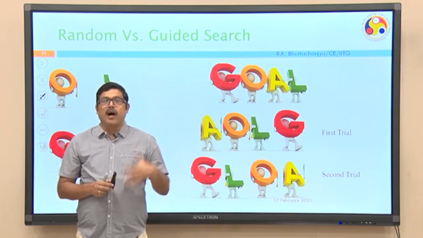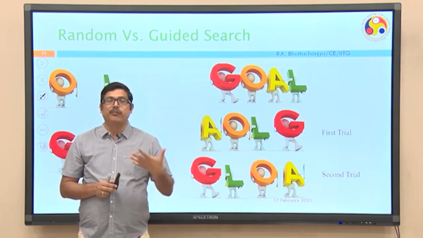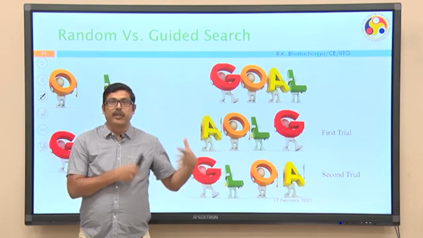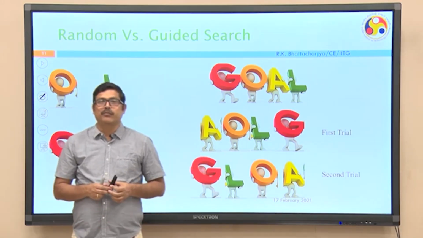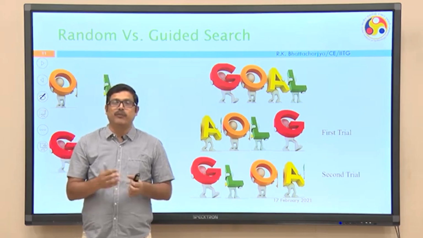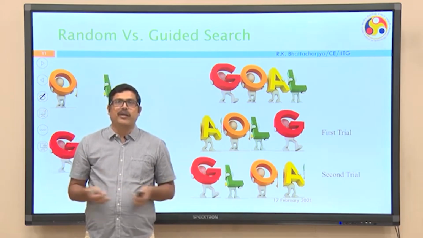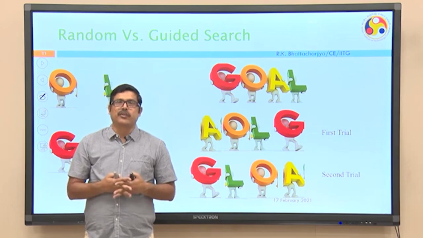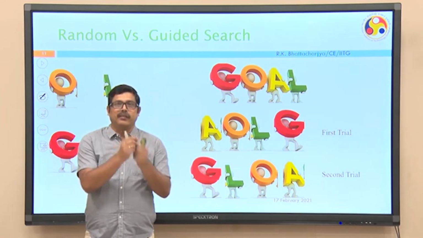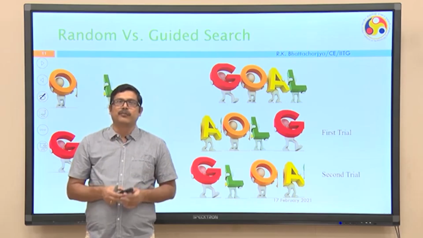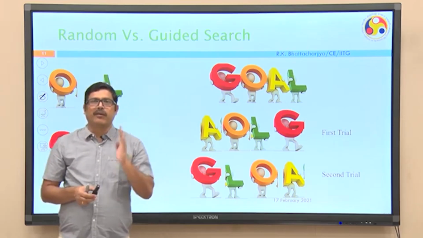Now, you see how many iterations you may require to get the optimal solution of this problem. You are not sure basically. It may take a few hundred iterations to get the solution, that means GOAL. Now, this is purely random search.